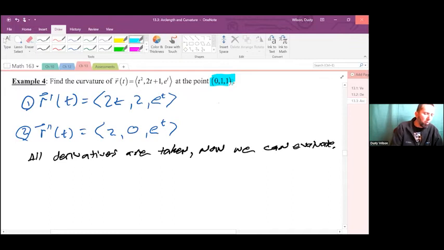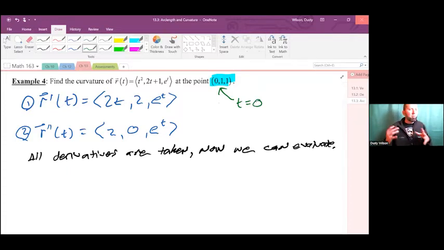In order to be at the point 0, 1, 1, we could ask ourselves, what time is it? That would require that t equals 0 because of the t squared. So t squared equals 0, so t must be 0. We could check: 2 times 0 plus 1 is 1. That worked. e to the 0 is 1. That worked. So our time equals 0. You'll never want to evaluate until after all of your derivatives are taken. This trips students up pretty regularly.